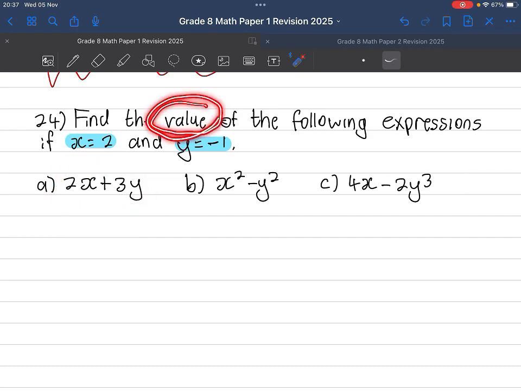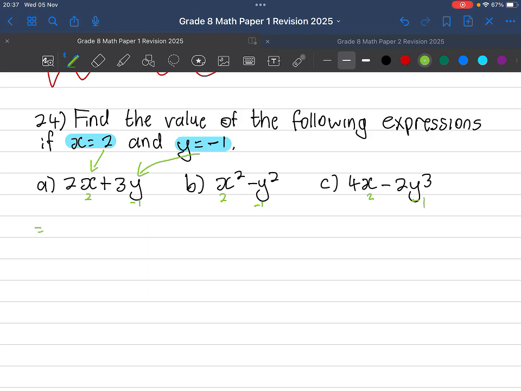In order to find the value, we basically need to get rid of the letters. And this helps us do that because the value of this is a specific number which we don't know. So we need to get rid of the letters. So all we gotta do here is take these numbers and substitute them in the matching places. So where there's an x, we're gonna put a 2. Where there's a y, we're gonna put a negative 1.